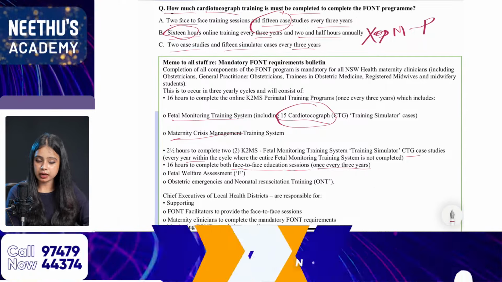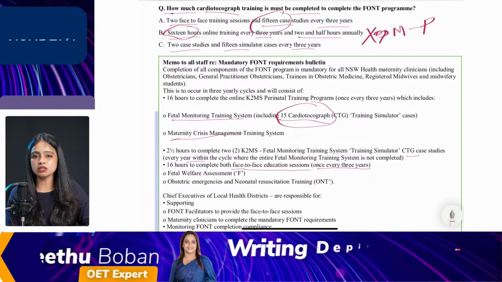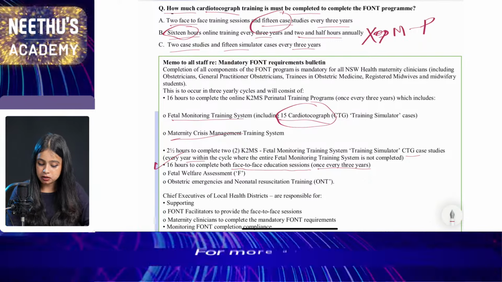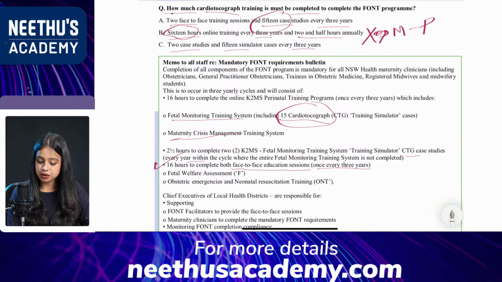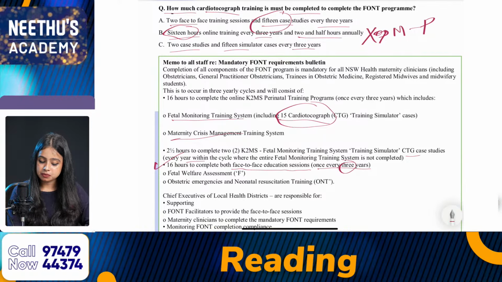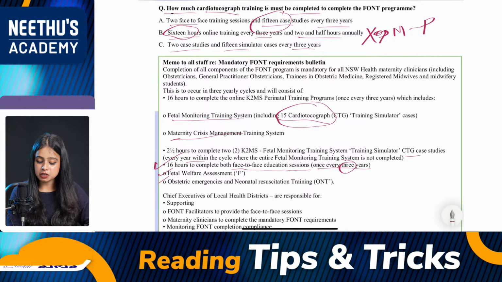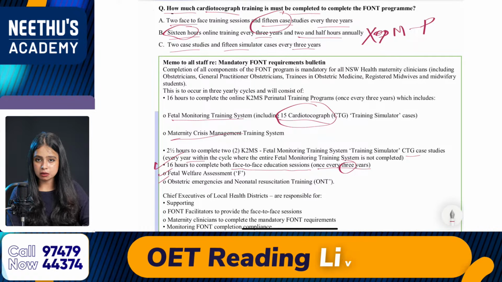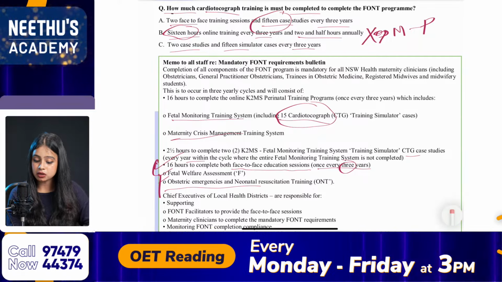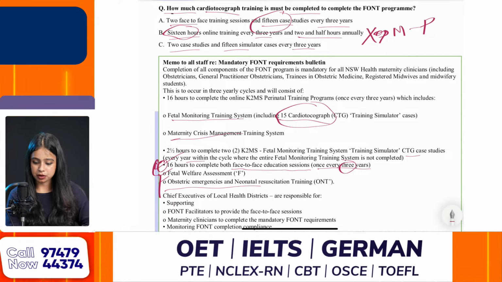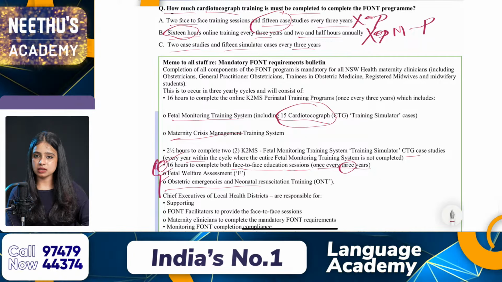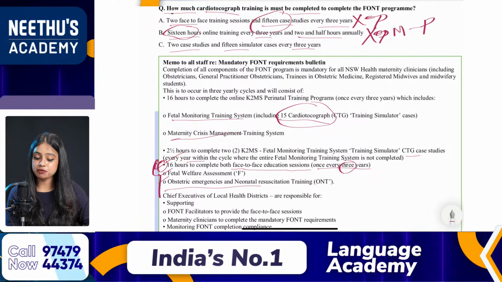So because of 2 reasons you can eliminate option A. The first reason is that the combination is not mentioned anywhere in the paragraph. For example, see this particular point, the second bullet point: 16 hours to complete both face-to-face education sessions, that is the 2 face-to-face, once every 3 years. Then 2 case studies are there, but where is the mention of 15 cardiotocograph in that point? Nothing is mentioned about 15 in this bullet point. So you can eliminate option A, again a contradictory or opposite option. Then another reason is that it is not 15 case studies.